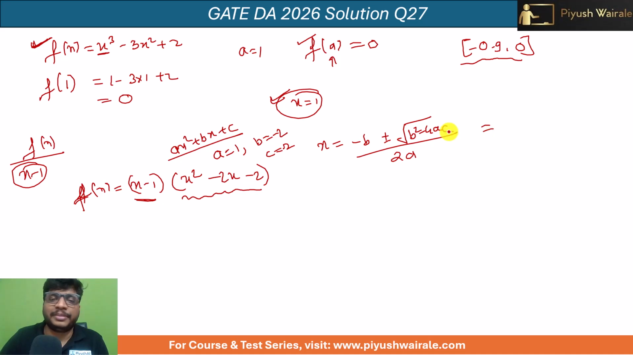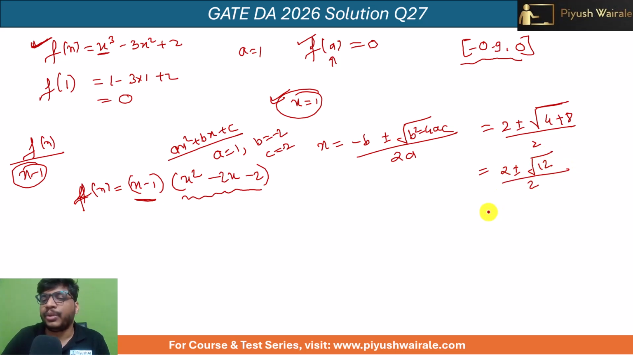So minus b is basically, we have minus 2, so minus minus will get plus 2, plus minus what we are going to get? b square is basically 4, minus a is 1, so c is minus 2. So 4 into 2 is 8 here, right? So plus 8 divided by 2. So what we are going to get? I can take 2, I can simplify this one. That is basically 12 divided by 2.